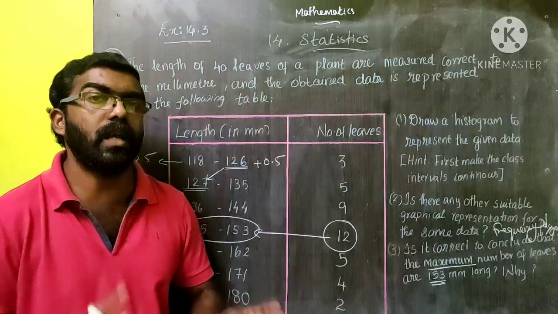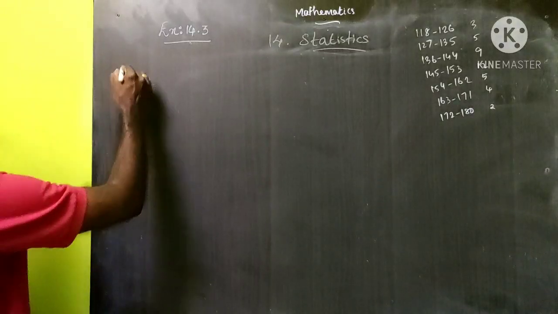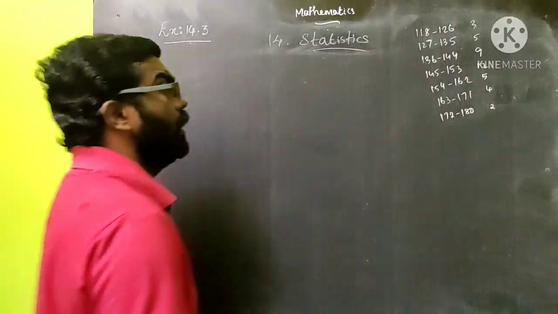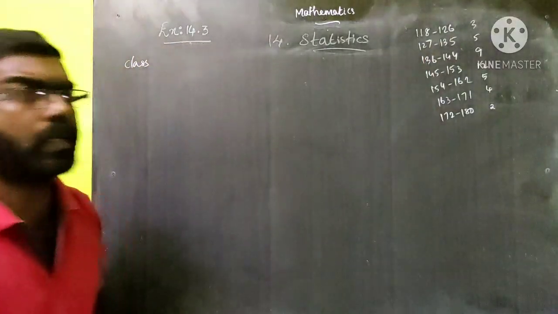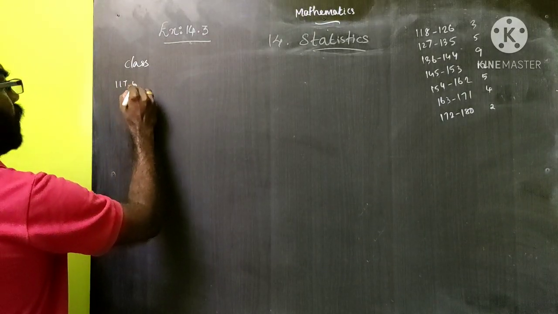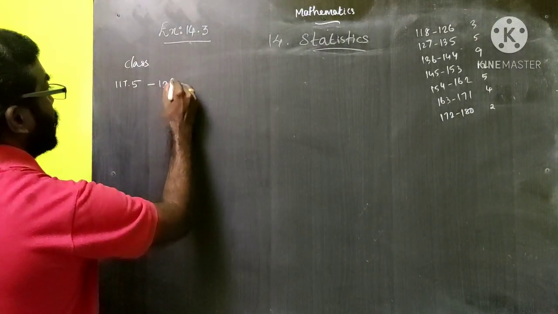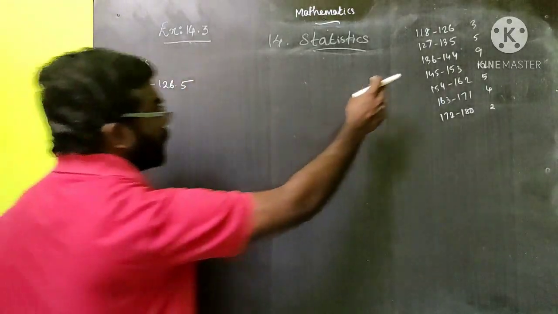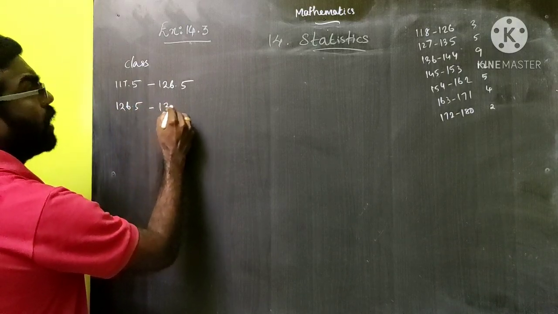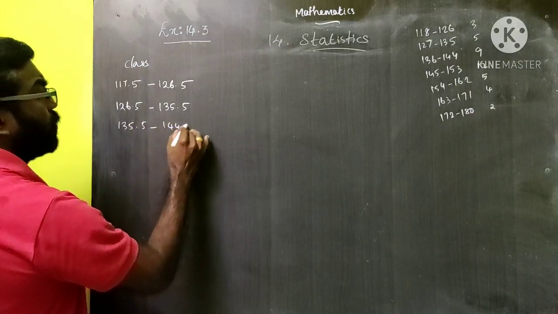Now we can draw the histogram. First of all, we can rewrite the class intervals. Here 118 and 126. We subtract 0.5 from the lower limit and get 117.5. Then we add 0.5 to the upper limit, 126.5. Similarly, we can write the second interval as 126.5 to 135.5. The next one, 135.5 to 144.5.